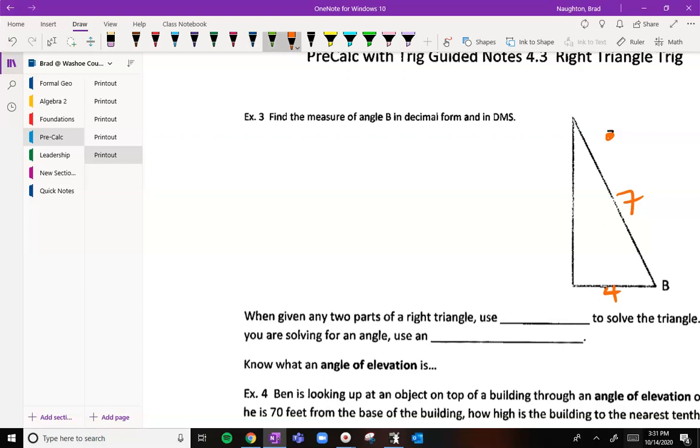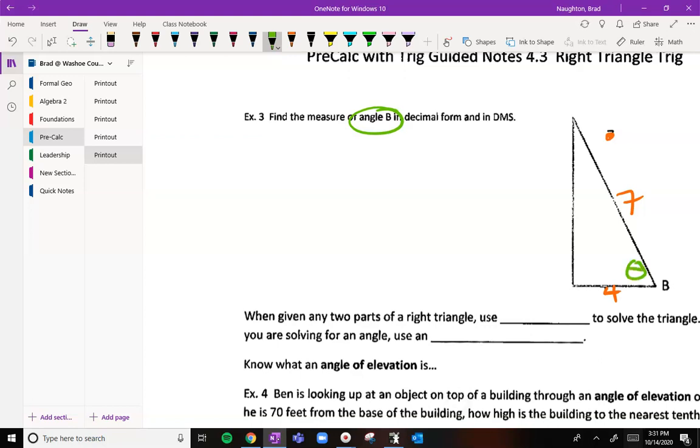It says, find the measure of angle B. So this is a little bit different because we're looking for an angle in decimal form and then in DMS. Okay? So, ladies and gentlemen, boys and girls, the idea here is we're looking for this angle.